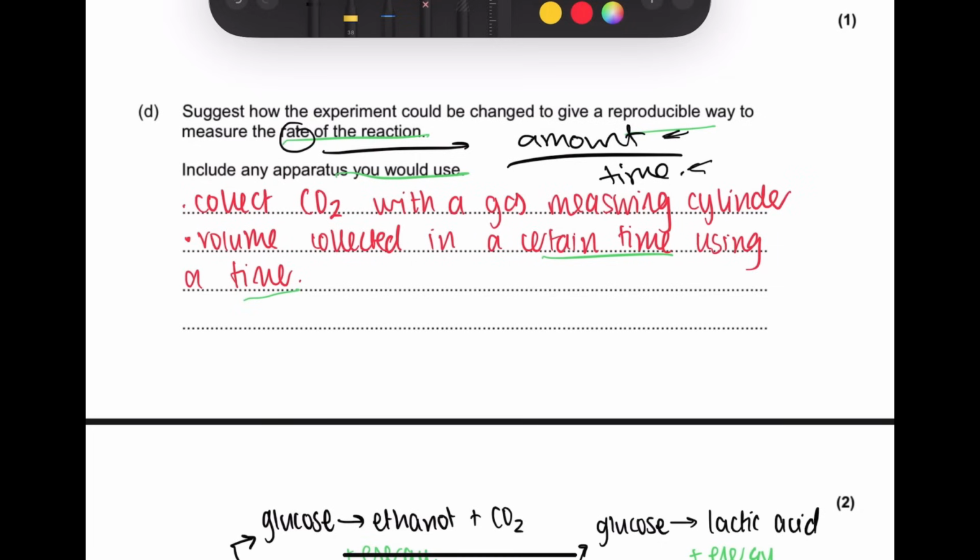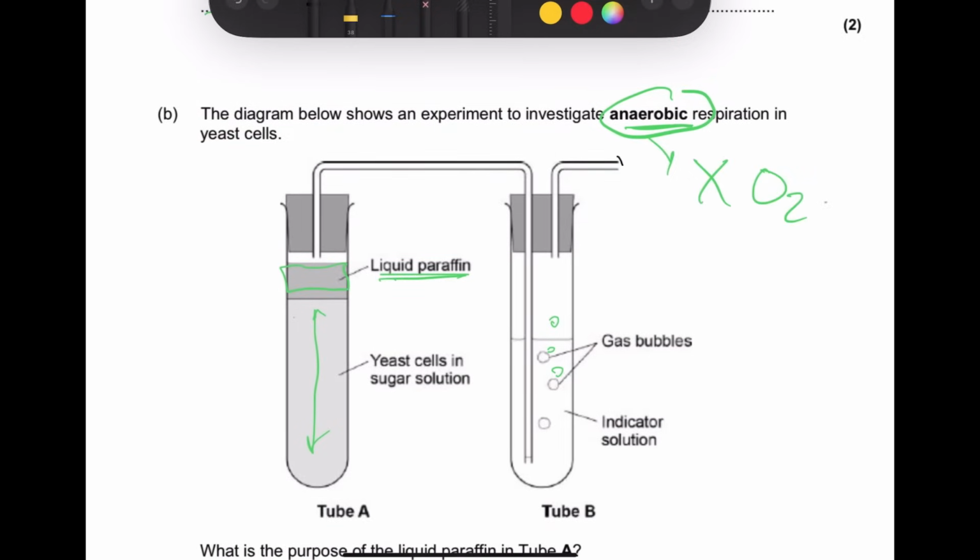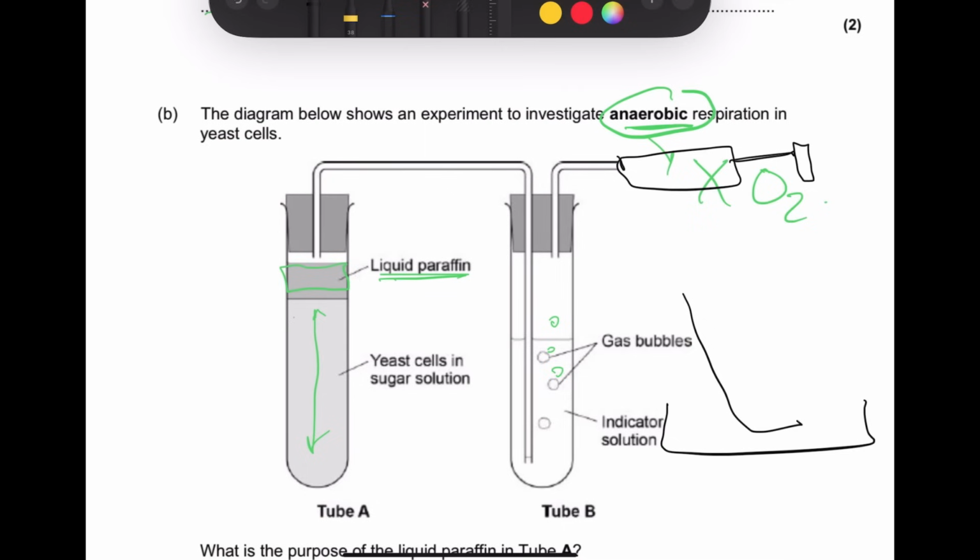Time is always going to be measured using a timer or a watch, over a certain amount of time, so let's say over 30 seconds or over a minute. And the amount is collected using a gas measuring cylinder. This can also be done using a gas syringe. You can put a syringe like that, and it collects all the gas, or you can use a syringe that looks like that, and you get it all.